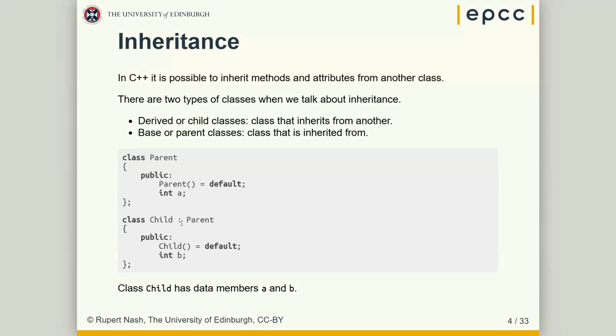Okay, this colon and then the name of another class means that the child inherits everything from parent. What it means is, in practice, child actually has an integer A and an integer B as its data members because it's inherited it from the parent. So what does this look like?